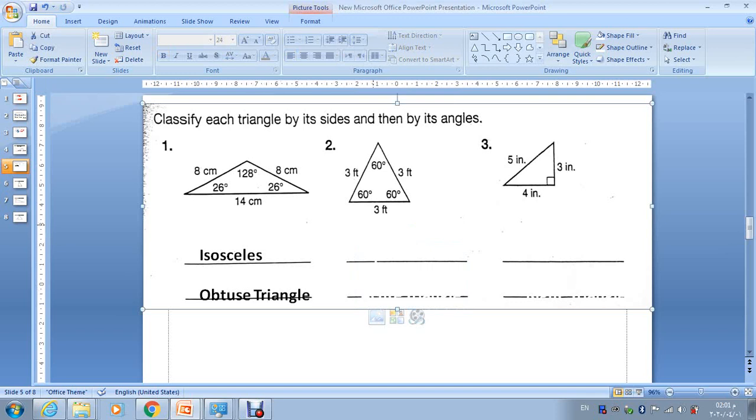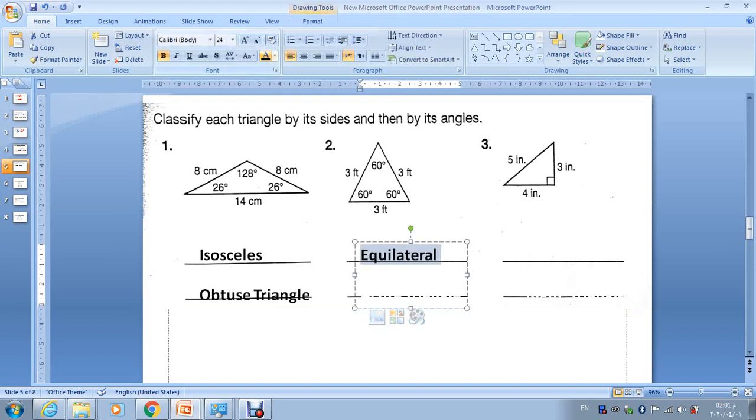Let's go for the second triangle. The sides are all equal. What do we call this? If all the sides have the same length, we call it an equilateral triangle. It's very important for you to remember those names. Please remember and study them.